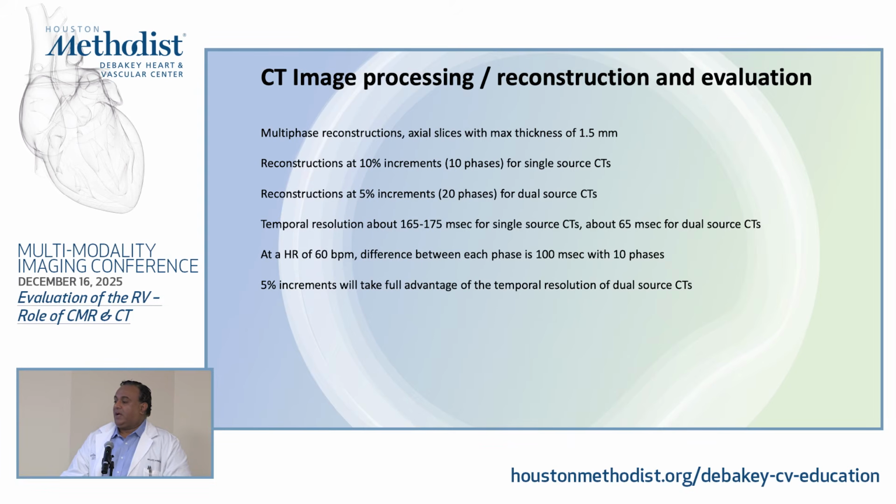So it doesn't make sense to do every 5% if you're going to have a single source CT scanner. And the reason for that is if you think about it, for example, at a heart rate of 60 beats per minute, the difference between each phase is 100 milliseconds at 10 phases. So if your temporal resolution is 160 milliseconds, there's no point doing that. But with the dual source scanner, your temporal resolution is below 100 for sure, so you can do every 5% increments to take full advantage of the temporal resolution.